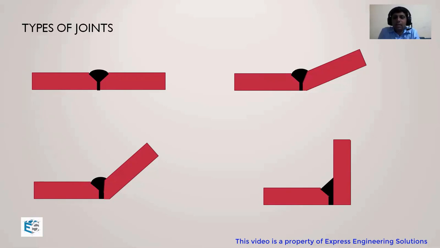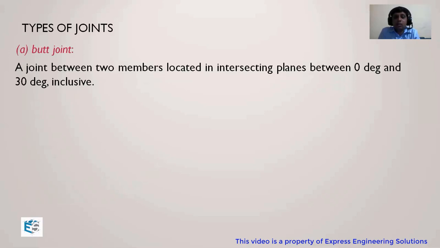So I can guarantee if we now read the code definitions for these various joints, after that you will definitely be able to answer what kind of joints these are. So let's start with the definitions. Type of joint. First is the butt joint. So what is the definition of butt joint? A joint between two members located in intersecting planes between 0 degree to 30 degree.